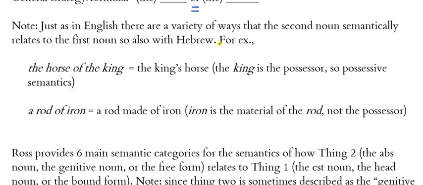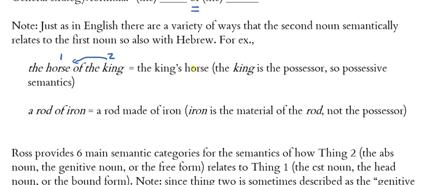For example, we just use some English examples here. I have the horse of the king, where, if I were writing this in Hebrew, this would be thing 1, and king would be thing 2, right? The horse of the king, the thing that comes after of is the king, and the relationship of king to horse is that of possessor. The king is the possessor of the horse. So I could also translate this as the king's horse. So the horse of the king is the king's horse. And so the relationship here of king to horse is that of possession.